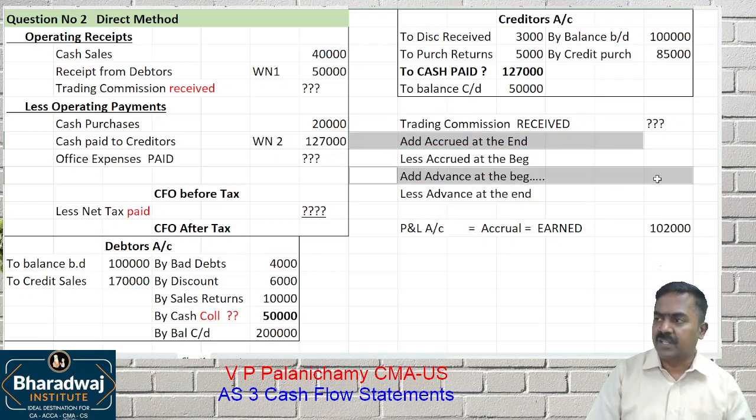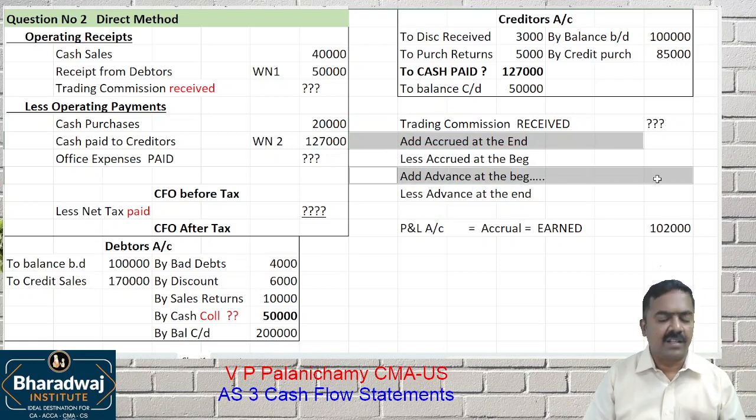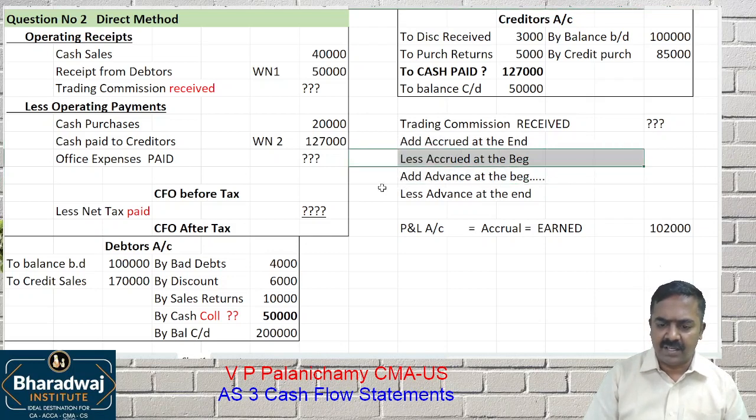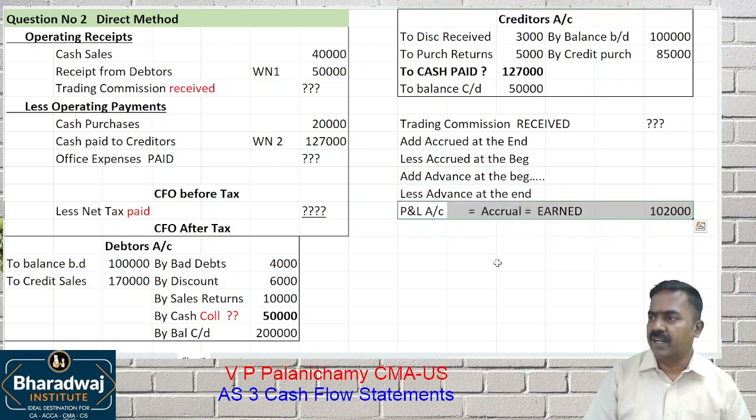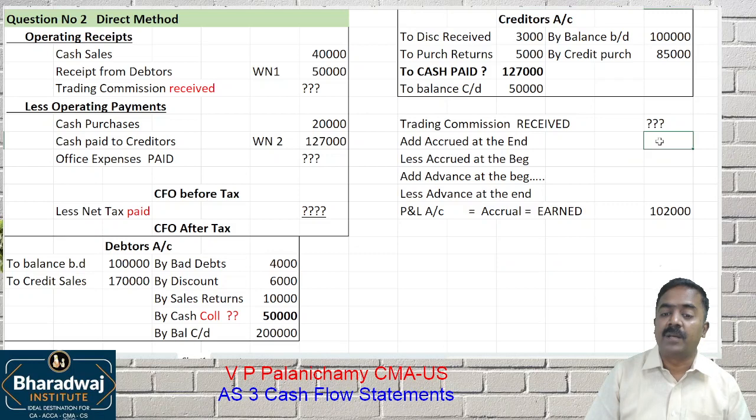Advance at the beginning of the year also belongs to the current year. Include current year income. Eliminate last year and next year income. And you will take net income to the P&L account.